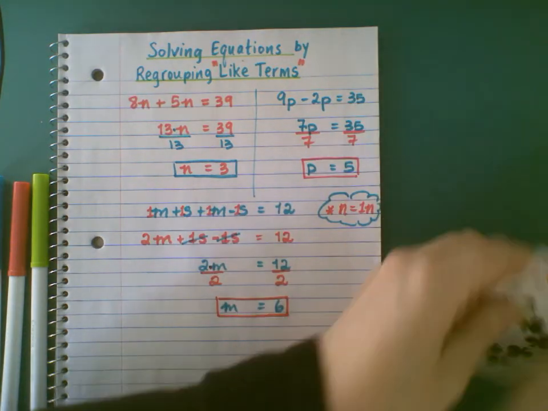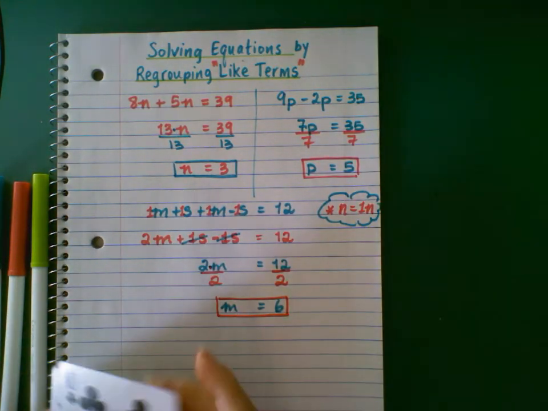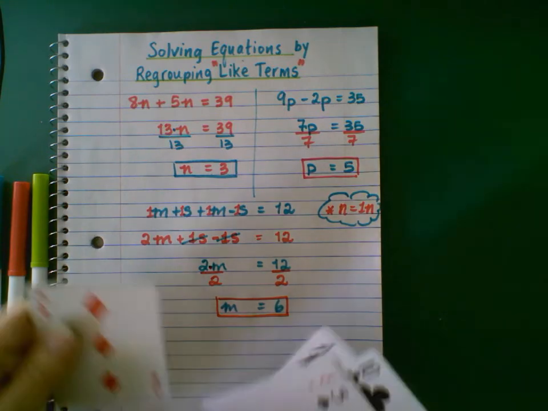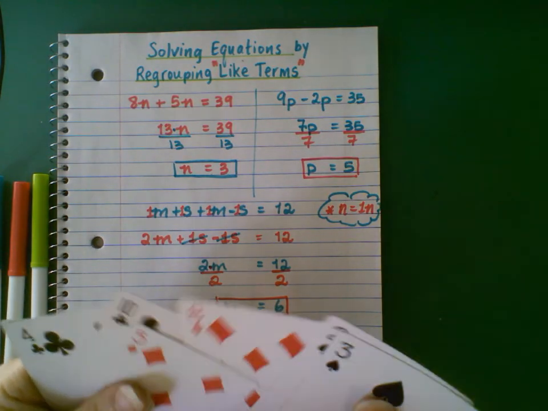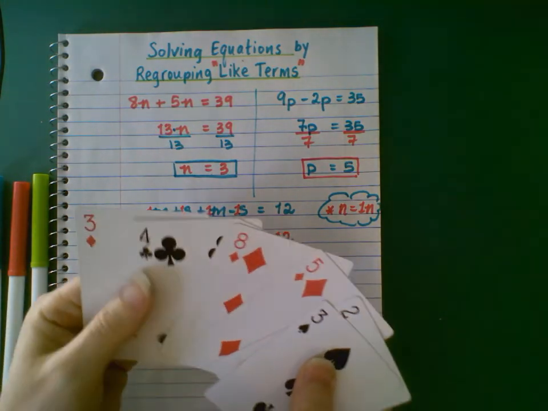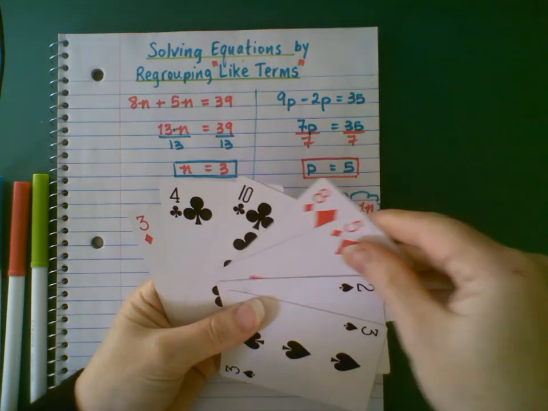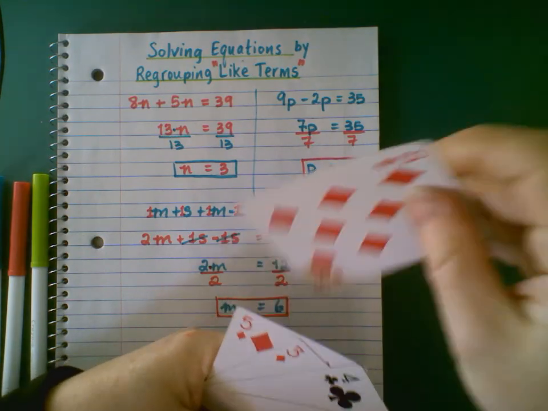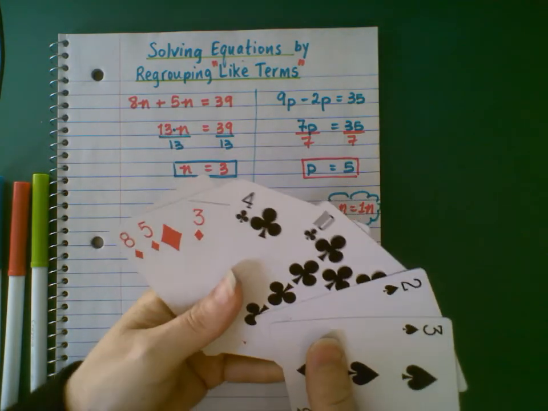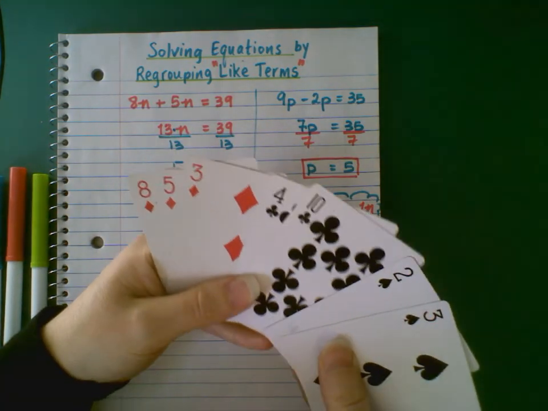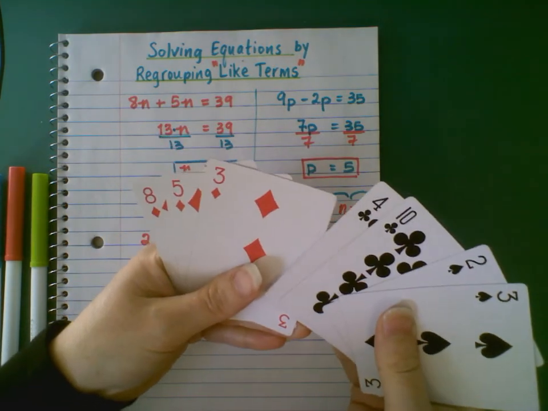All right, so next time you're dealing with an algebraic equation and you've been given a bunch of different terms of different types with different variables, consider thinking about this analogy and regroup those terms based on their variables, and then simplify by adding them together.